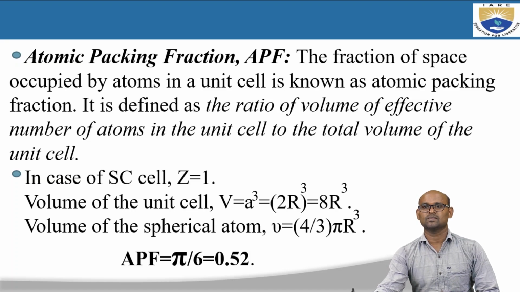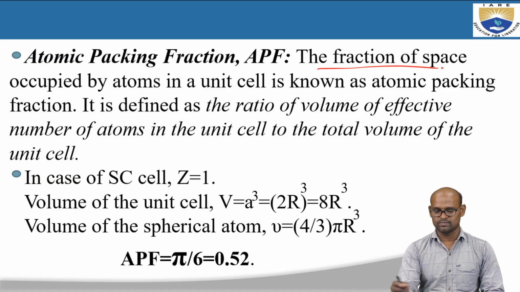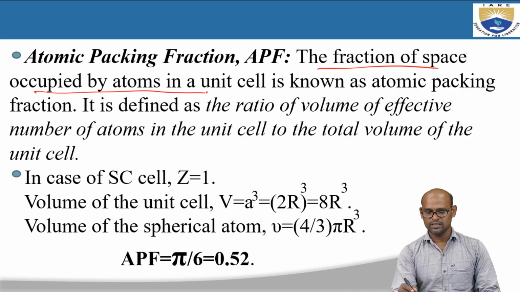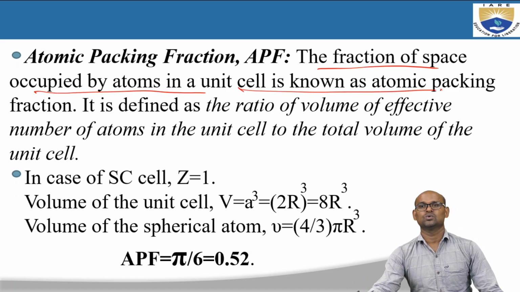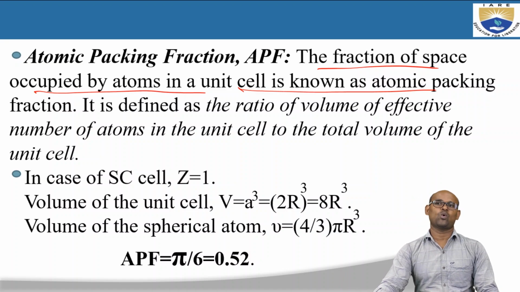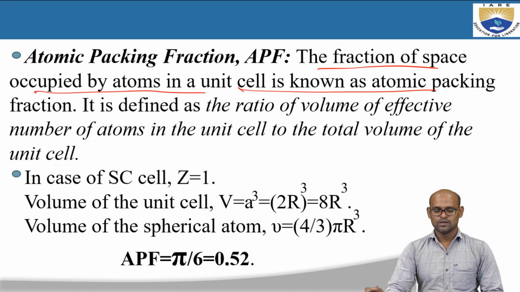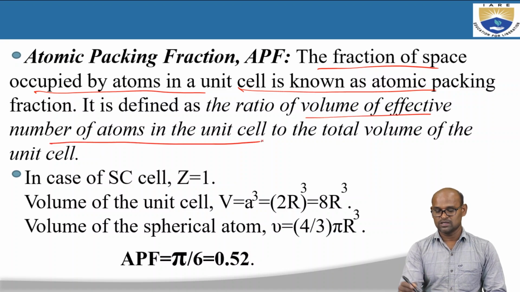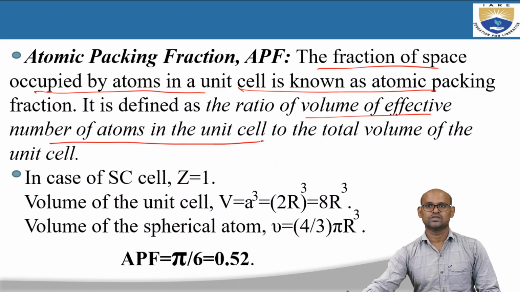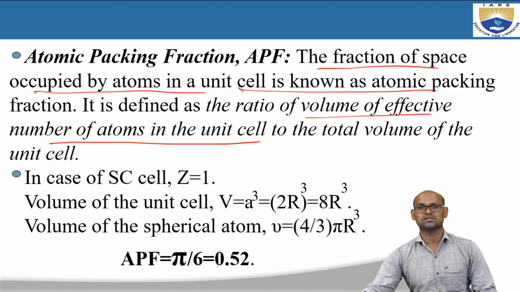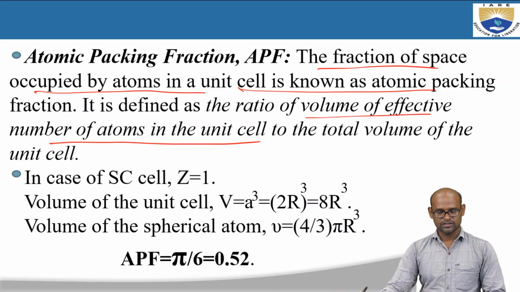Atomic packing fraction is the fraction of space occupied by atoms in a unit cell. The remaining space which is not occupied by the atoms is called void space or free space. Atomic packing fraction is defined as the ratio of the volume of the effective number of atoms in the unit cell to the total volume of the unit cell. So that tells us about the atomic packing fraction.